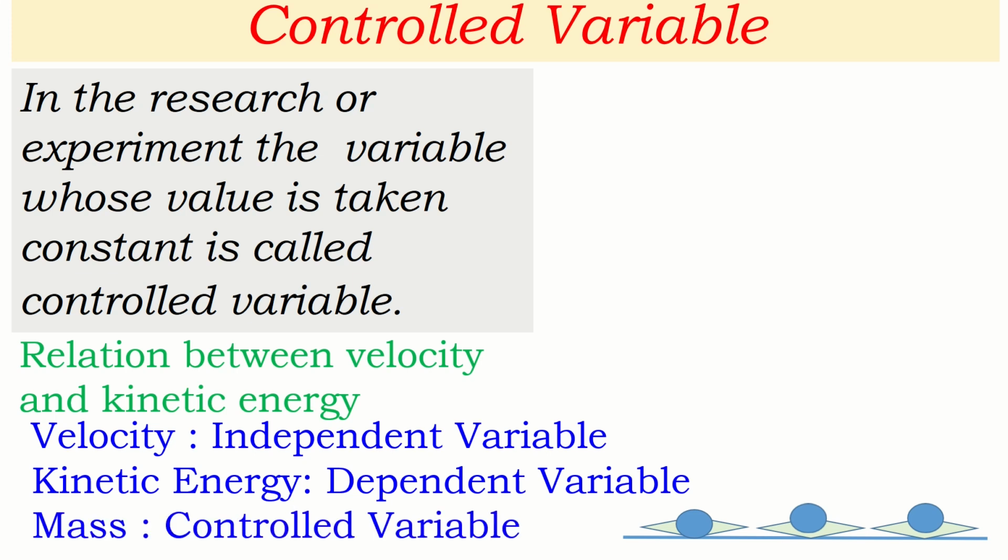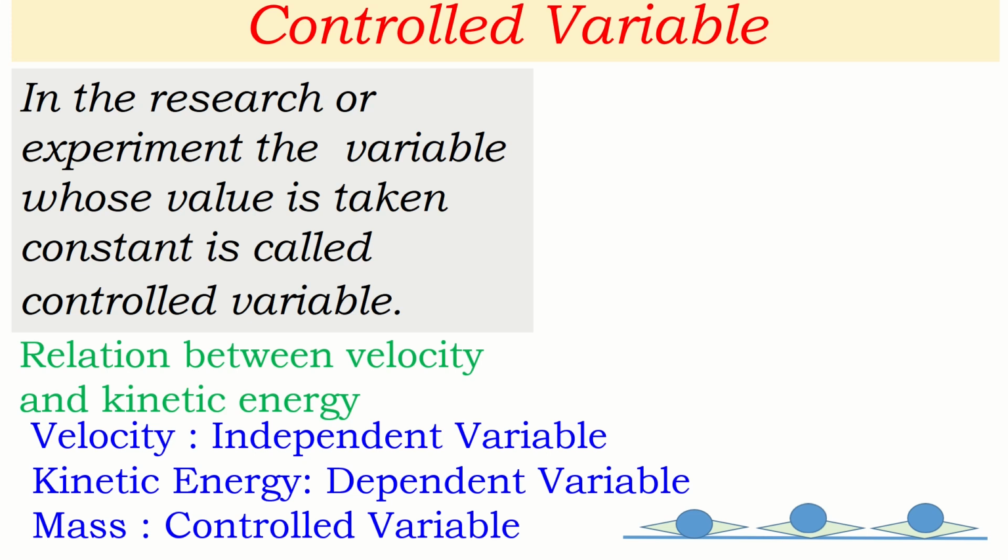And at this time, the mass of the body is the control variable. If we take more mass, in the first case, let's say instead of 1 kilogram, if we take 5 kilograms, certainly the sound produced by this 5 kilogram mass will be more in comparison with this third case also. That's why mass is taken constant. This way we can understand the dependent variable, independent variable and control variable.